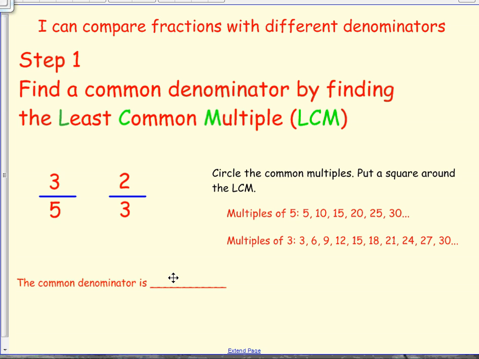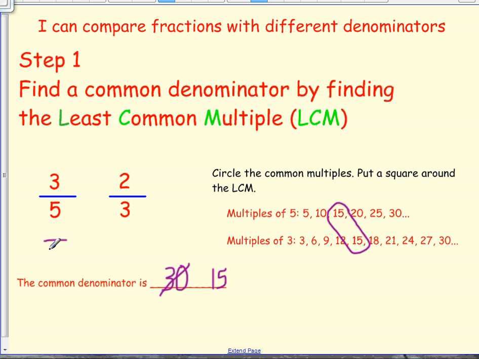All right, if you haven't noticed, our common denominator, our smallest number in this case, is 30. Okay, oh, actually, I'm sorry, it's 15. All right, it's 15, okay? So we have a least common denominator of 15.